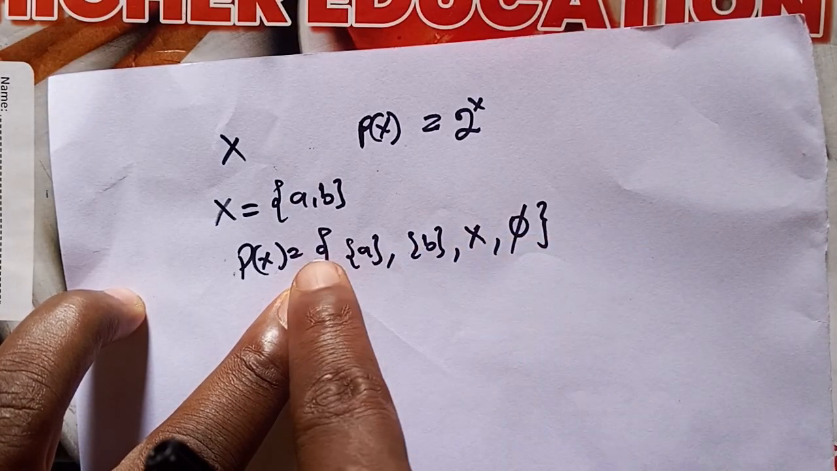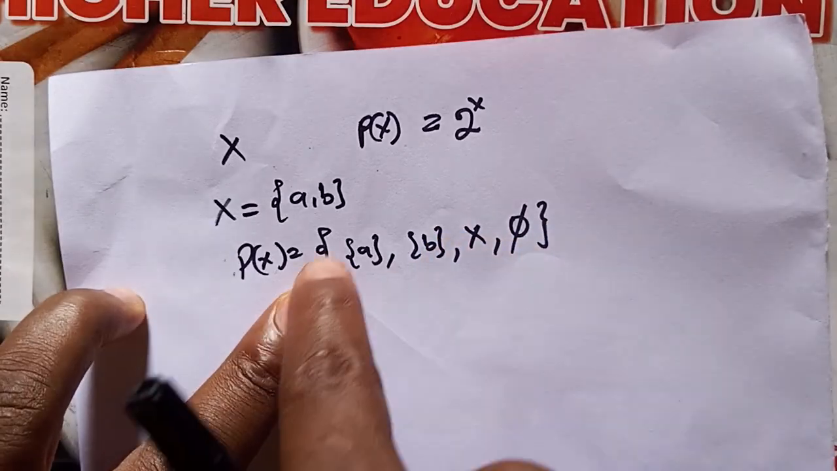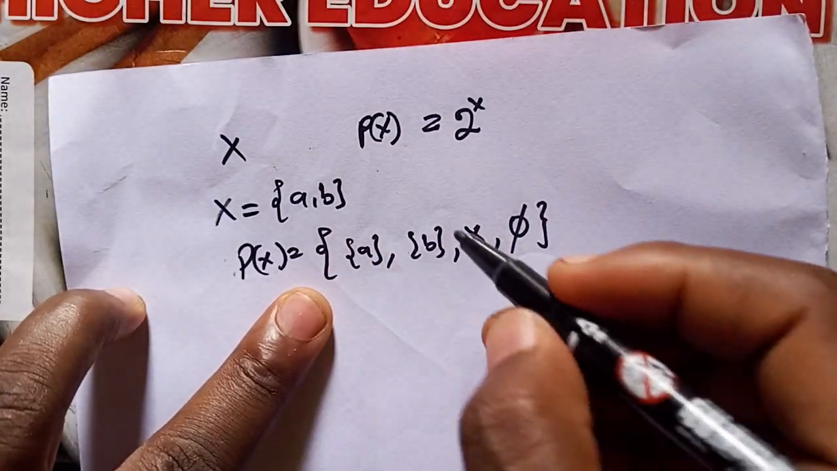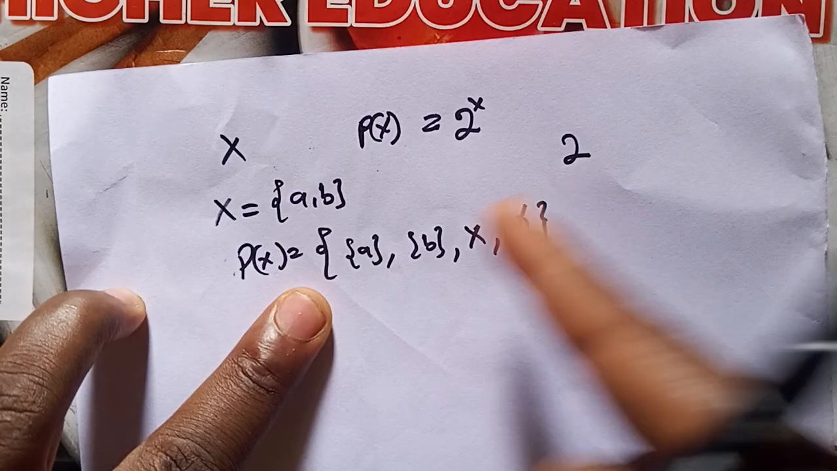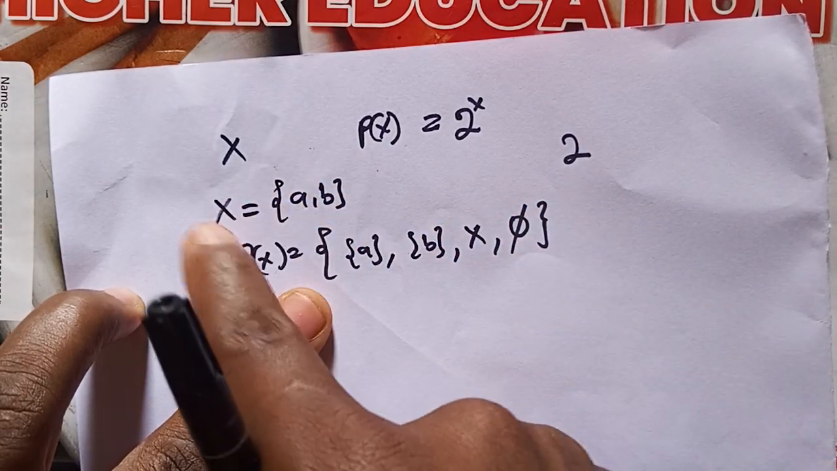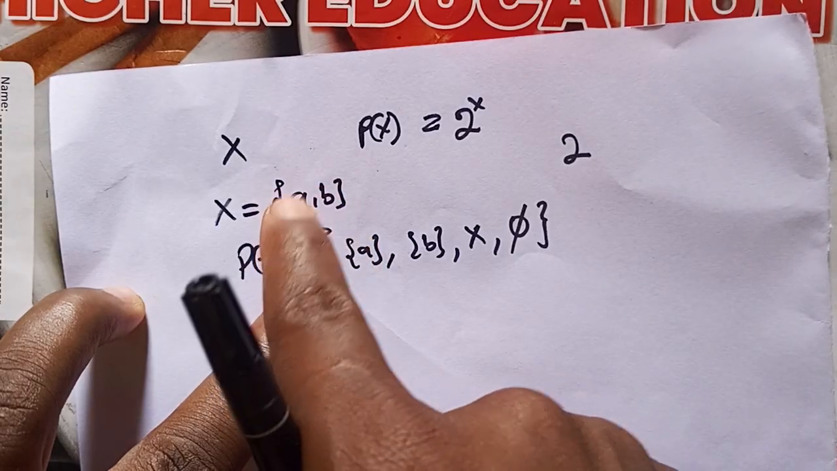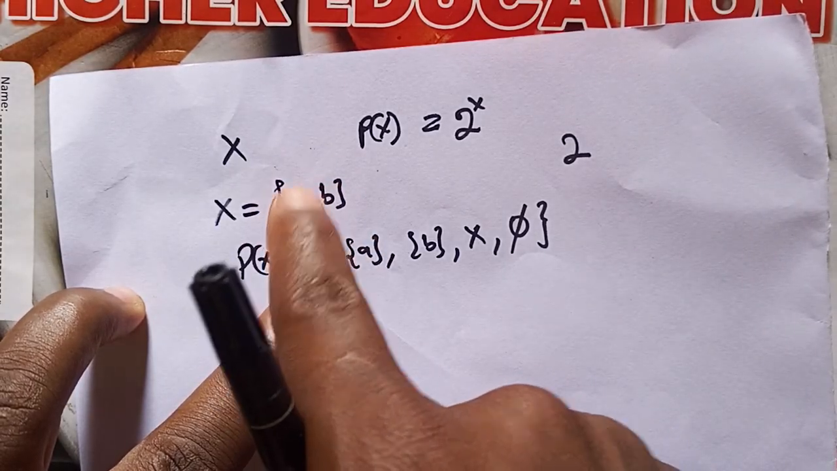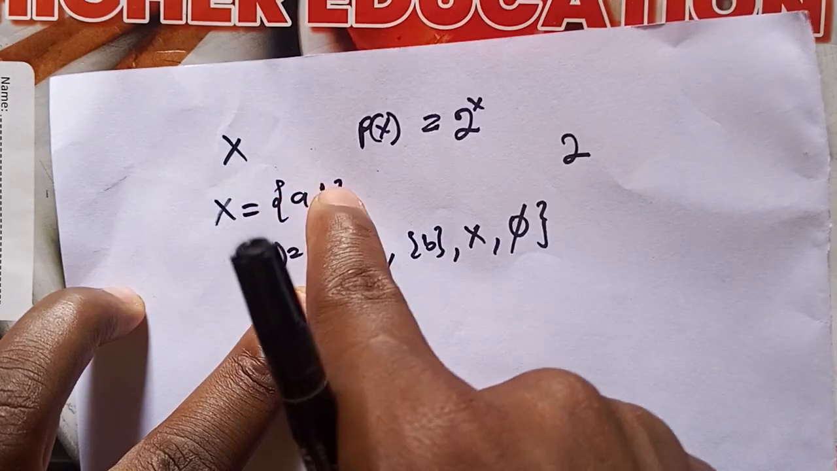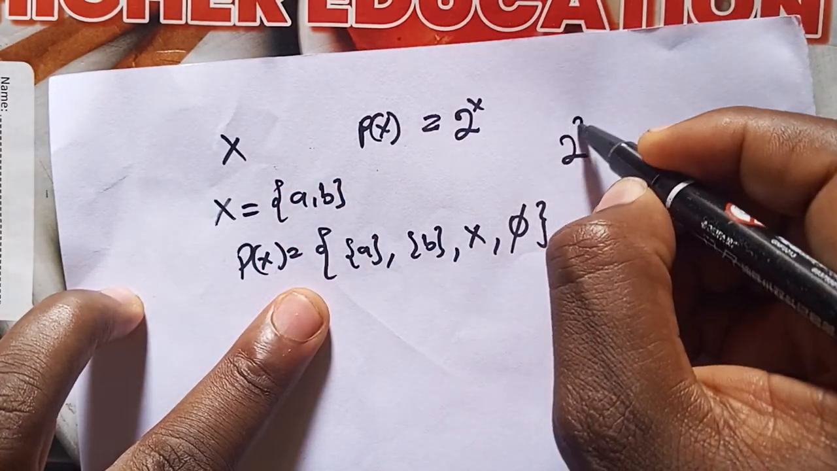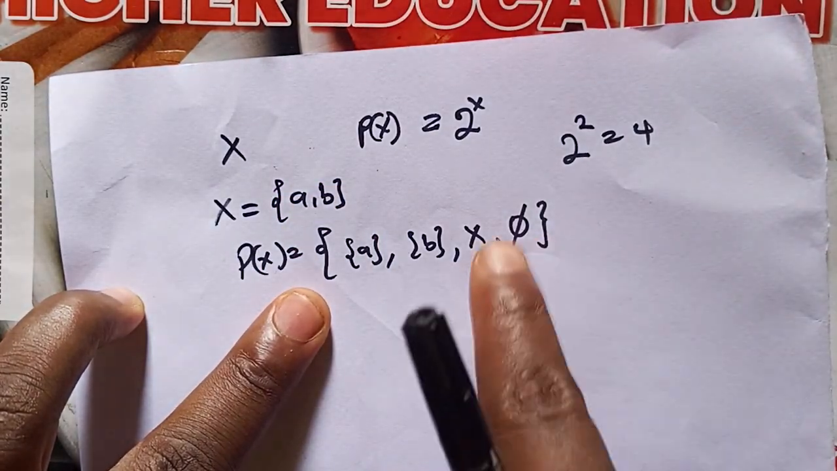Another way of knowing the number of elements in the power set is simply doing 2 raised to the number of elements in the set X. What's the number of elements in the set X? A and B are elements, so there are 2. So I'm going to do 2 raised to the power of 2. This will give me 4. So 1, 2, 3, 4.